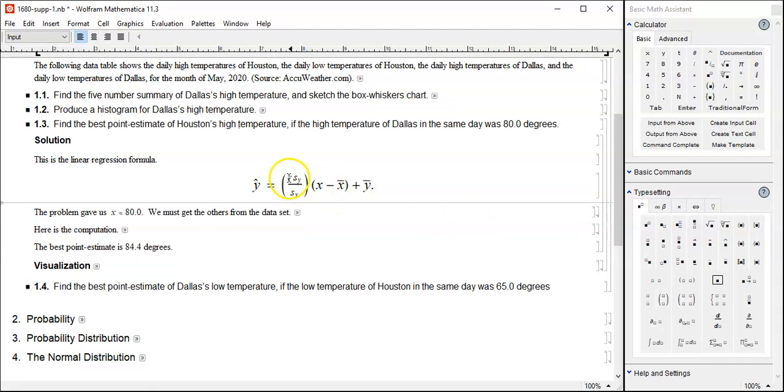Now, as for the slope being r sy over sx, I'm sorry, I cannot tell you why because this is way above 1000 level. So I'll simply have to tell you, and this will turn out to be that way. You'll just have to take it for granted. As for x bar, y bar, I can tell you something.